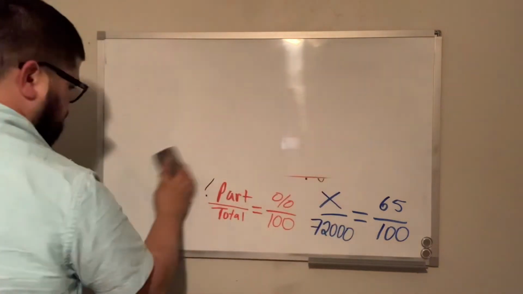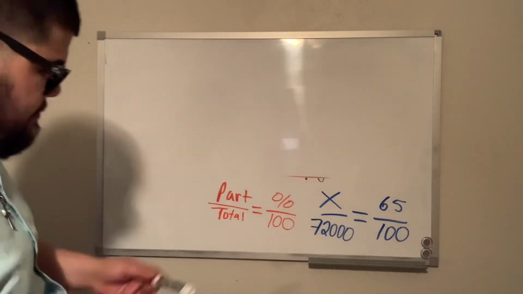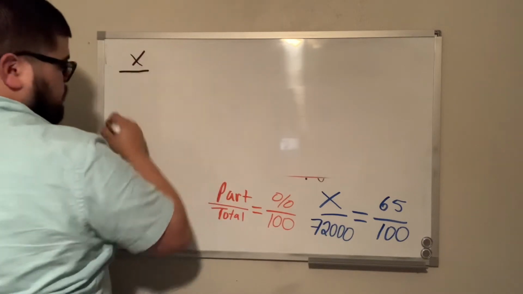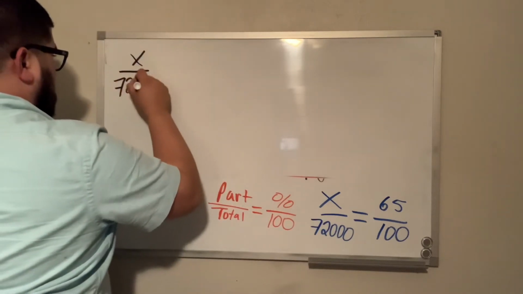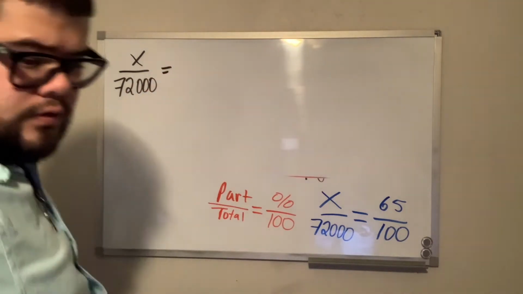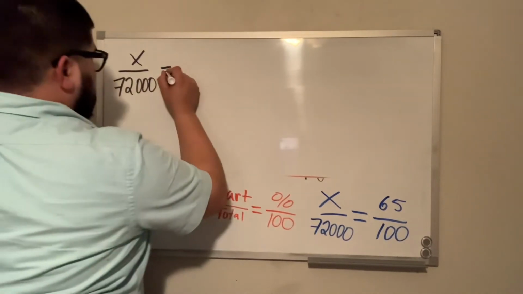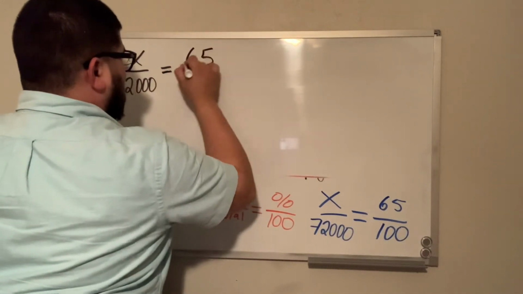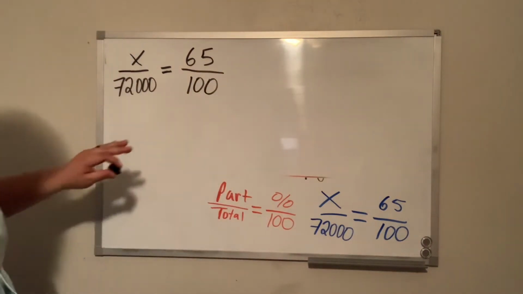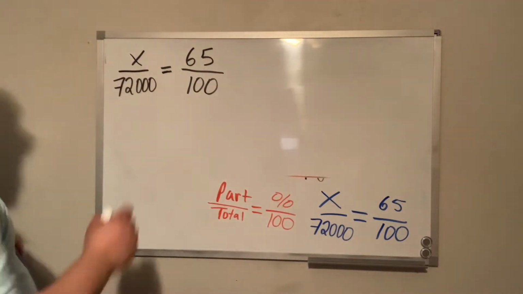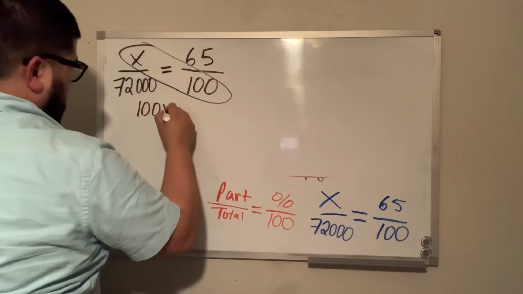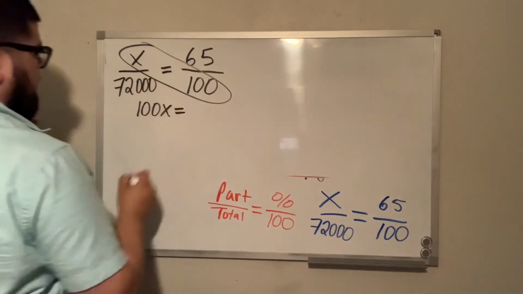Now, we want to write this percent proportion over here. So we got X over 72,000 equals 65 over 100. We're going to solve this by cross multiplying, starting with the variable. 100 times X is 100X. Equal sign comes straight down.